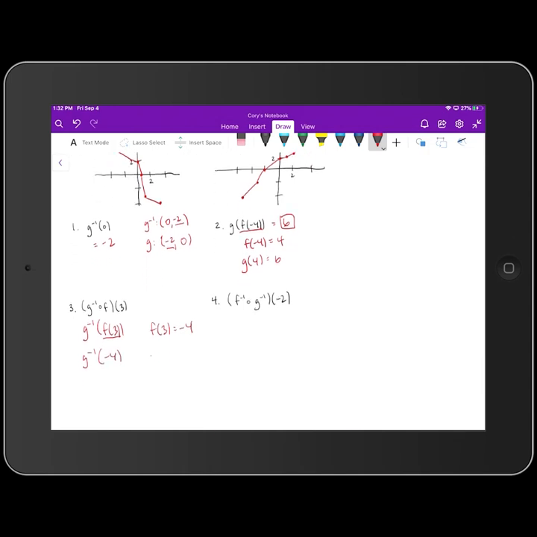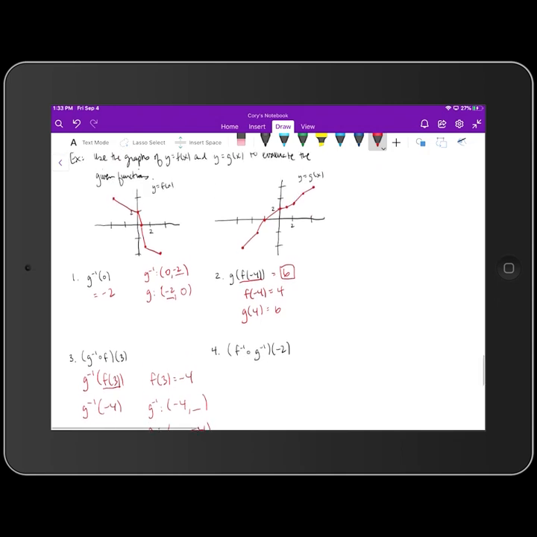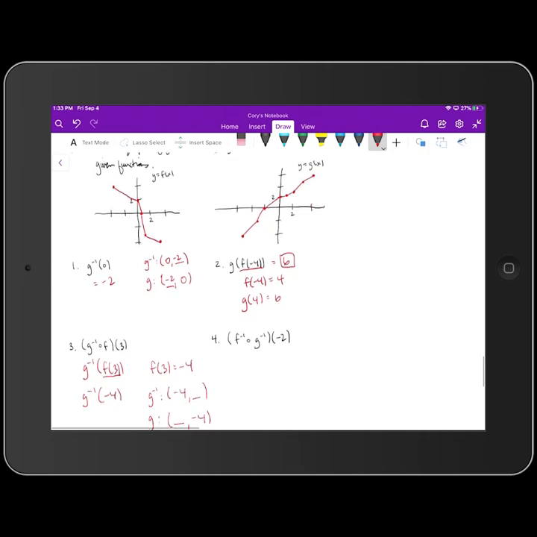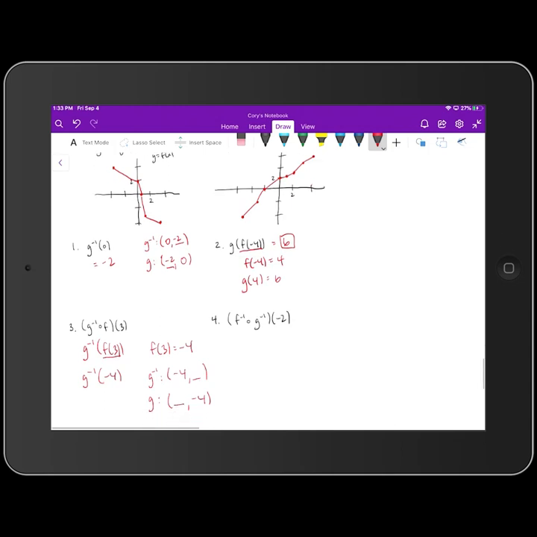Okay, so if I want to calculate that, the input for g inverse is -4. We want to find the output for that function, which means I'm going to go to the graph of g, and I'm looking for the x value that gives me a y value of -4. When I look at the graph of g, my y coordinate is -4 when the x coordinate is -5. So that composition there is going to be equal to -5.